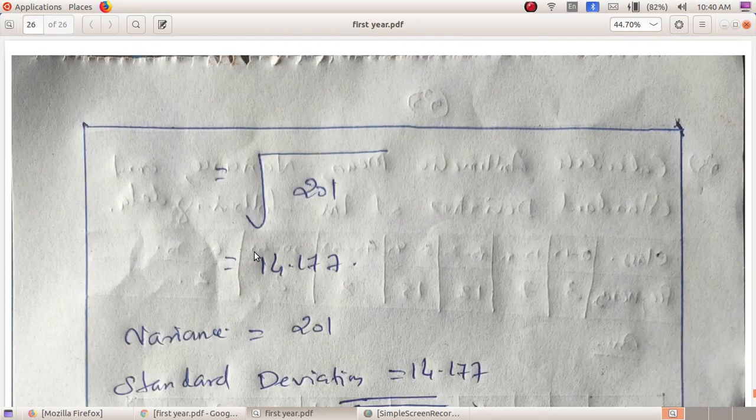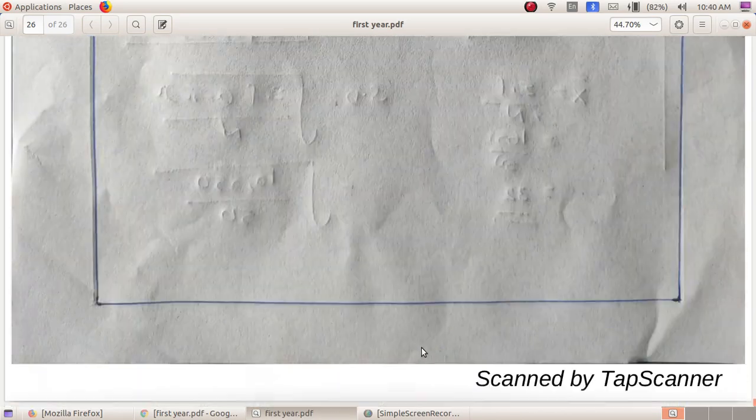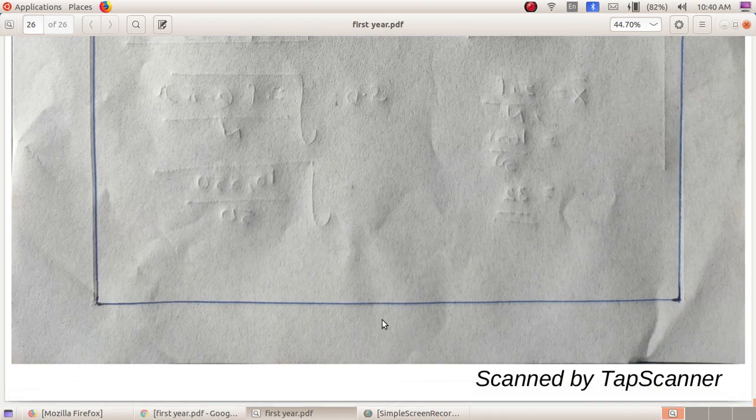14.177. So variance is equal to this answer, 201. Standard deviation is equal to 14.177. Okay. So that is all about this question paper.